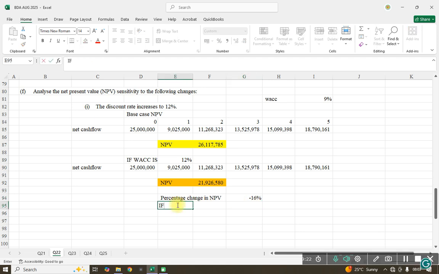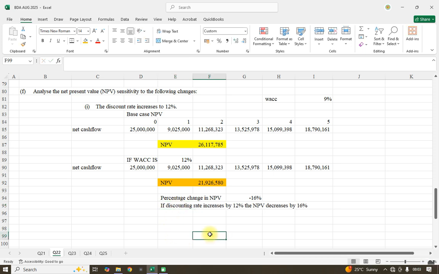So this is if the discounting rate increases to 12%, the NPV decreases by 16%. That's how sensitive it is. So it increases by 12, NPV reduces by 16%.